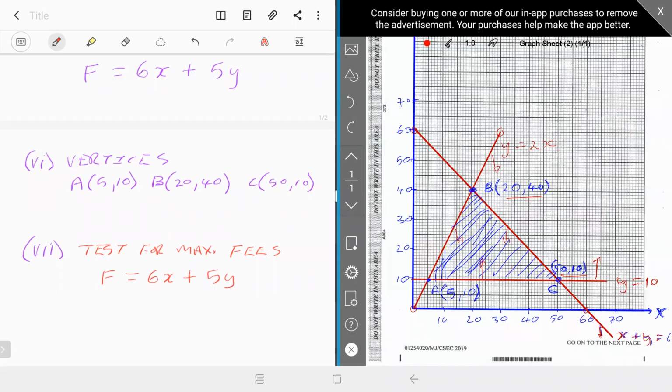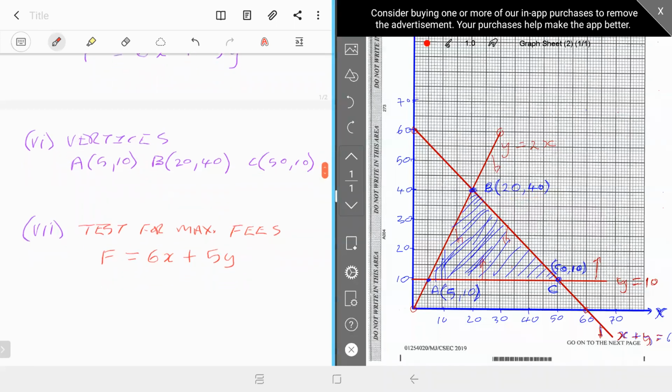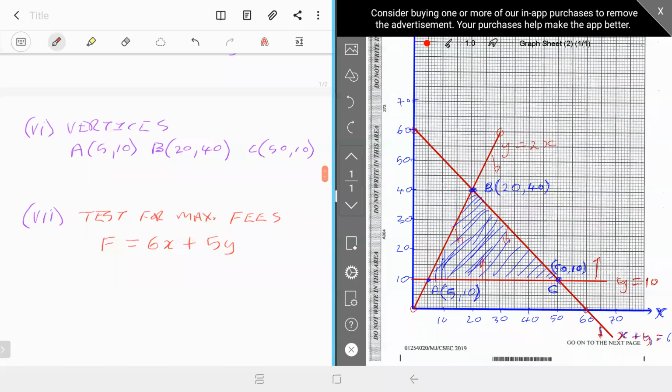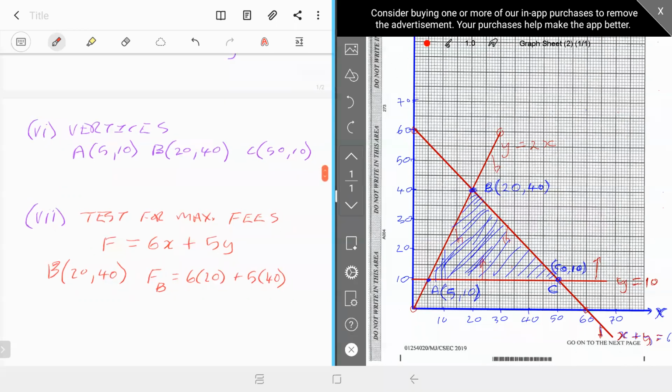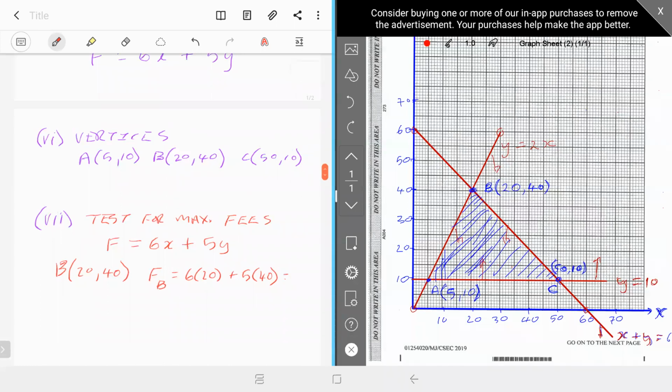All right. So it's one of those two points. I have to test those two points to see which one it is. I'm going to do my test over here now. All right. So I'm going to test B first. B is the point 20, 40. So my fee at B would be 6 times the 20 plus 5 times the 40. Right? And that would work out to what? This is 120 plus 200. That's 320.